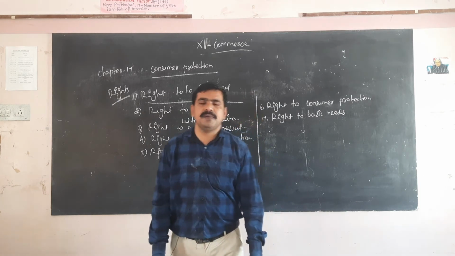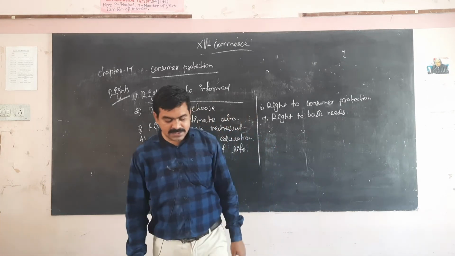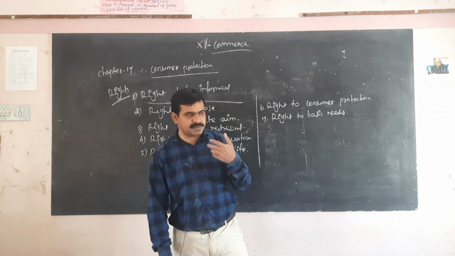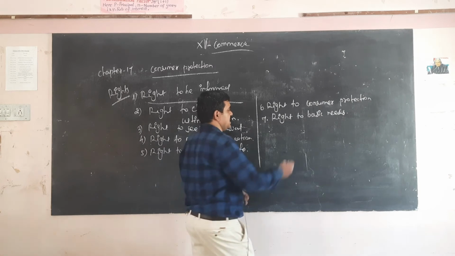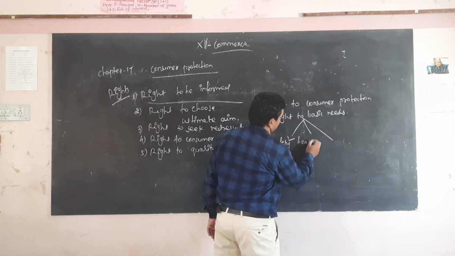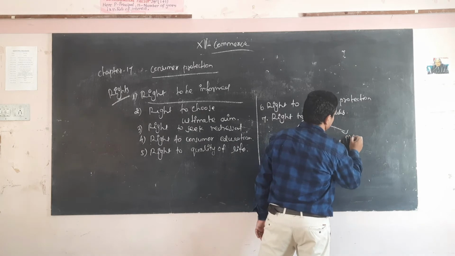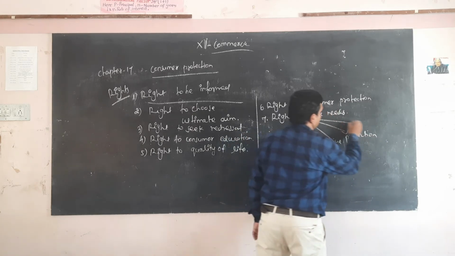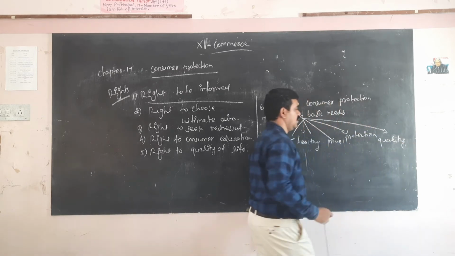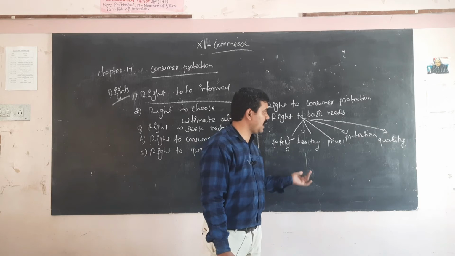Right to basic needs. The basic needs follow Maslow's need hierarchy. In hierarchy theory, we have the right to choose, right to communication, right to protection, right to safety, right to health and safety. The basic need means the safety level: safety, health, price, protection, quality. These are the things in the right to basic needs.